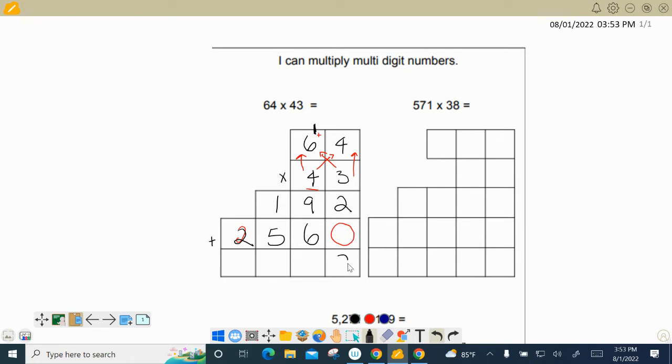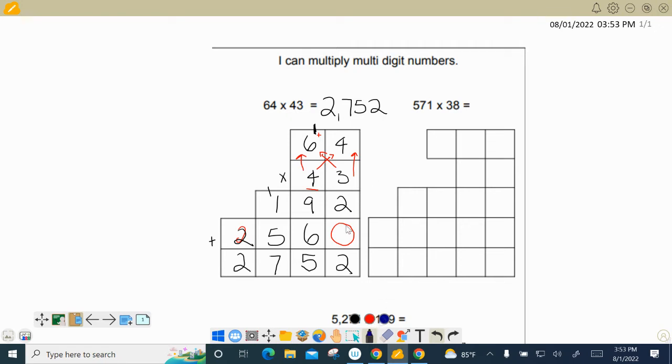2 plus 0 is 2. 9 plus 6, that's 10, 11, 12, 13, 14, 15. I'm going to put my 5 down and carry my 1. 1 plus 1 is 2, plus 5 is 7. And this 2, there's nothing above it, so we're going to bring it down. So I know that my answer of 64 times 43 was 2,752. Perfect.